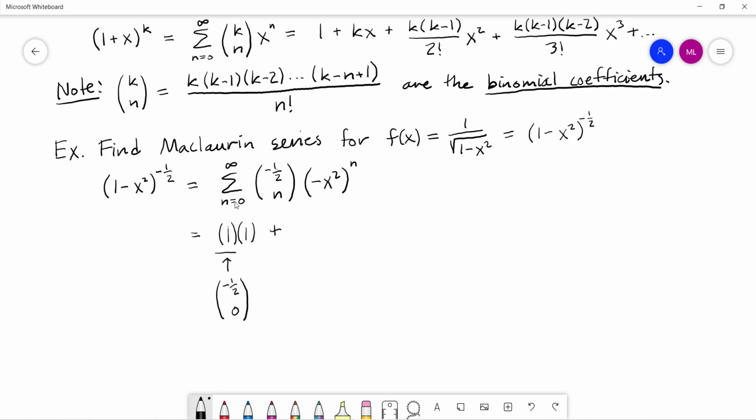When n is equal to 1, again, we're going to get something times, in this case, that coefficient will be multiplied by -x squared to the first power. So we're going to eventually get this times -x squared. And we just need to figure out this coefficient. This coefficient right here is going to be -1/2 choose 1. So I want to figure out what this looks like by plugging it into our weird formula up here. When I plug in, we're always going to be starting at the value of k. So we're going to start at -1/2, and we're going to decrease until we get to a value, in this case, of, we need to figure out what this last term is. So -1/2 minus n plus 1. So -1/2 minus 1 plus 1 is just going to be -1/2.